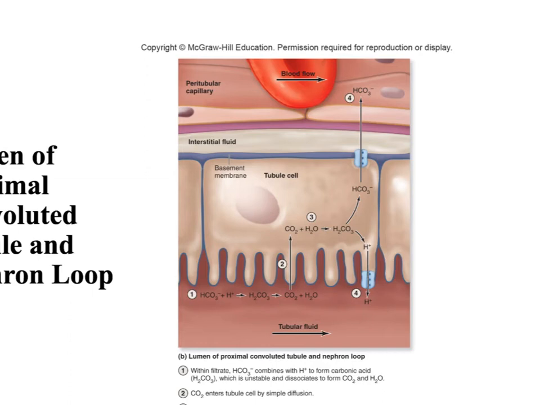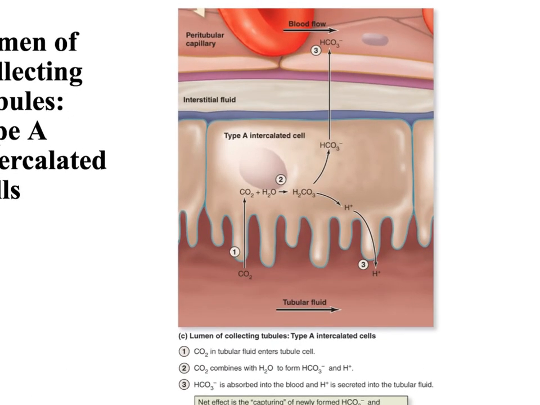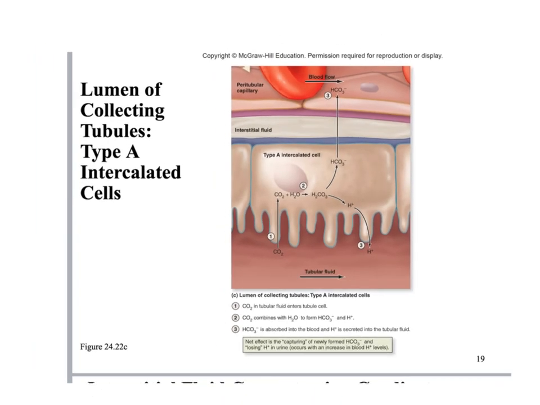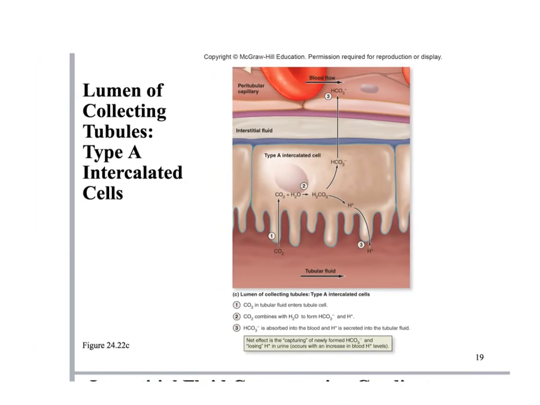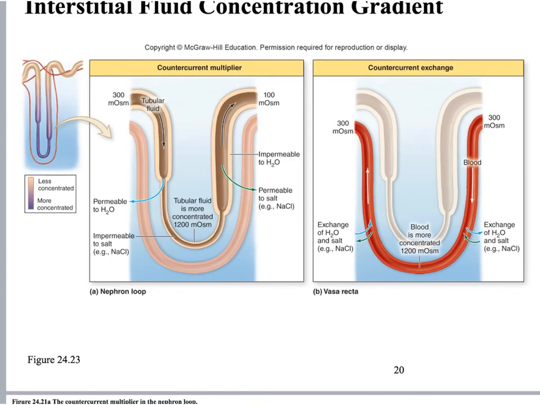What would happen if the pH of the blood was higher? If it was alkaline, the direction would be switched. We'd get rid of the bicarbonate ion and move the hydrogen ion to the blood. It's just more of direction. And that's what you see here. Type A or type B cells is what directs where things go.